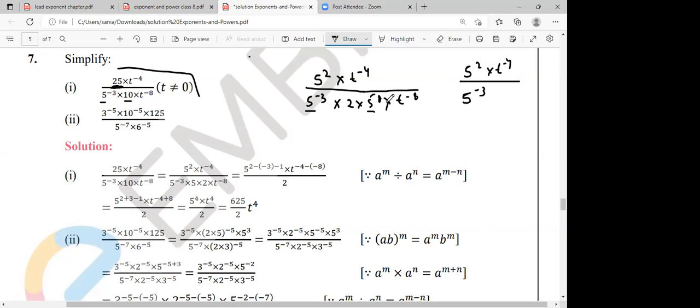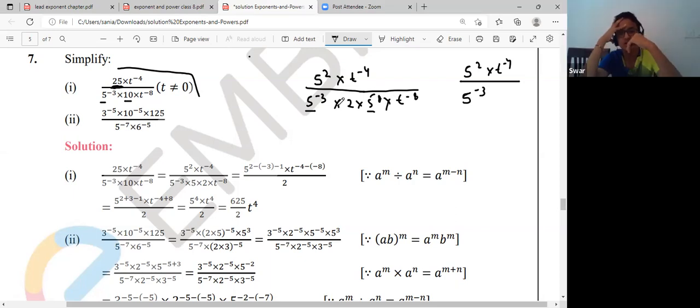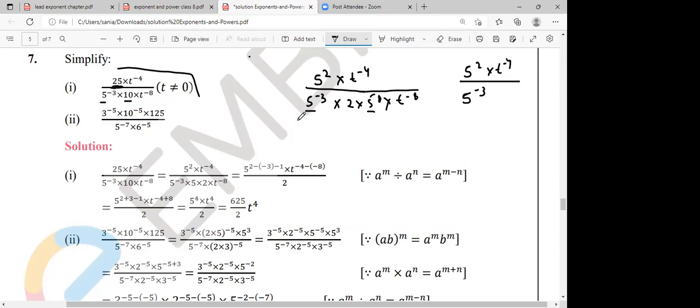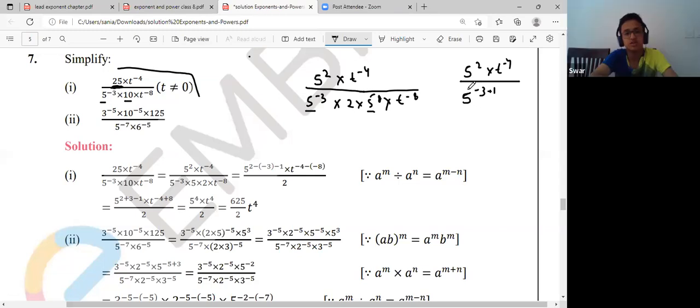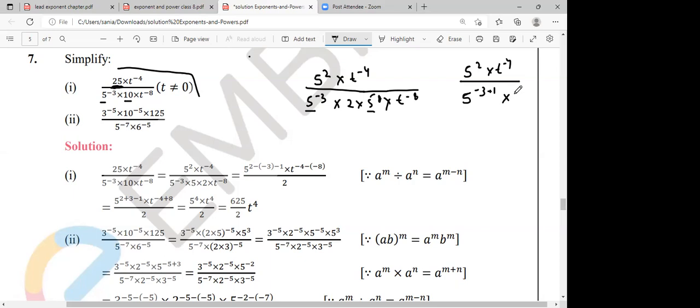Yes, ma'am. Because here you don't have any power now. Ma'am, but still it's power 1, right? So you will not consider it, you have the same base. So what you will do? You will simply take it like that only. So minus 3 plus 1, because you are going to consider it 1. Okay, so it is plus 1. So here you got 2 multiplied by t raised to the power minus 8.